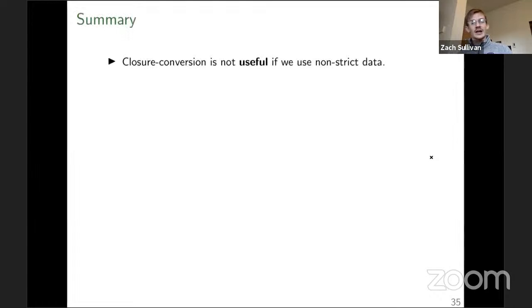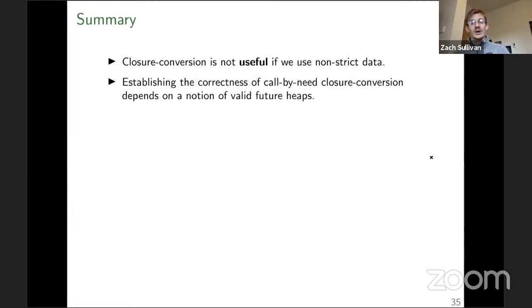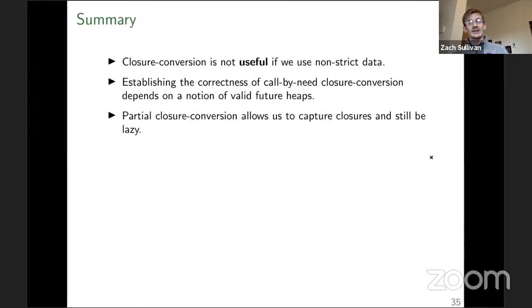So as a summary, we showed that closure conversion is not useful if we use non-strict data types, because we'll still need closures in our runtime system, or if we remove those, they'll be incorrect. We also briefly discussed why correctness for call by need closure conversion will depend on a notion of valid future heaps, which we conjectured exists, but we didn't finish this proof. And we also introduced a notion of partial closure conversion that allows us to capture closures but still be lazy.